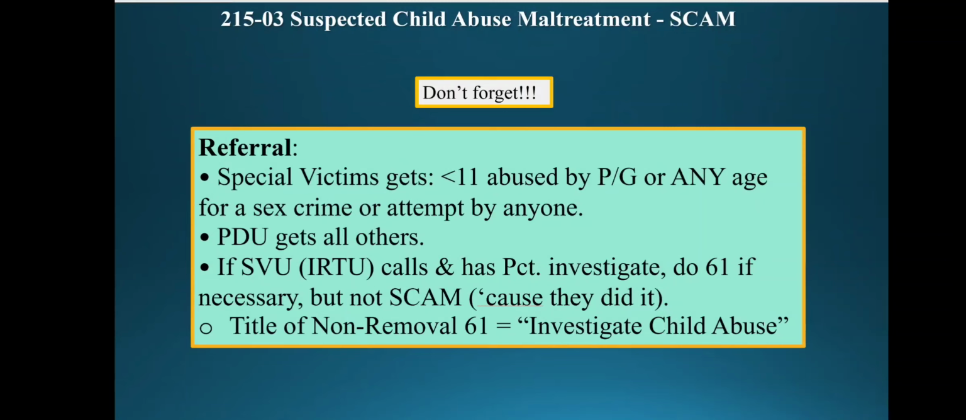Now, don't forget about certain referrals. The case gets referred to Special Victims if the child is less than 11, abused by a parent or guardian, or any age for a sex crime or attempt by anyone. The precinct detective squad gets everything else. If Special Victims Unit, the IRT unit, calls and has the precinct investigate, do a 61 if necessary, but not a SCAM report because they already did it. Title of a non-removal 61 is Investigate Child Abuse.